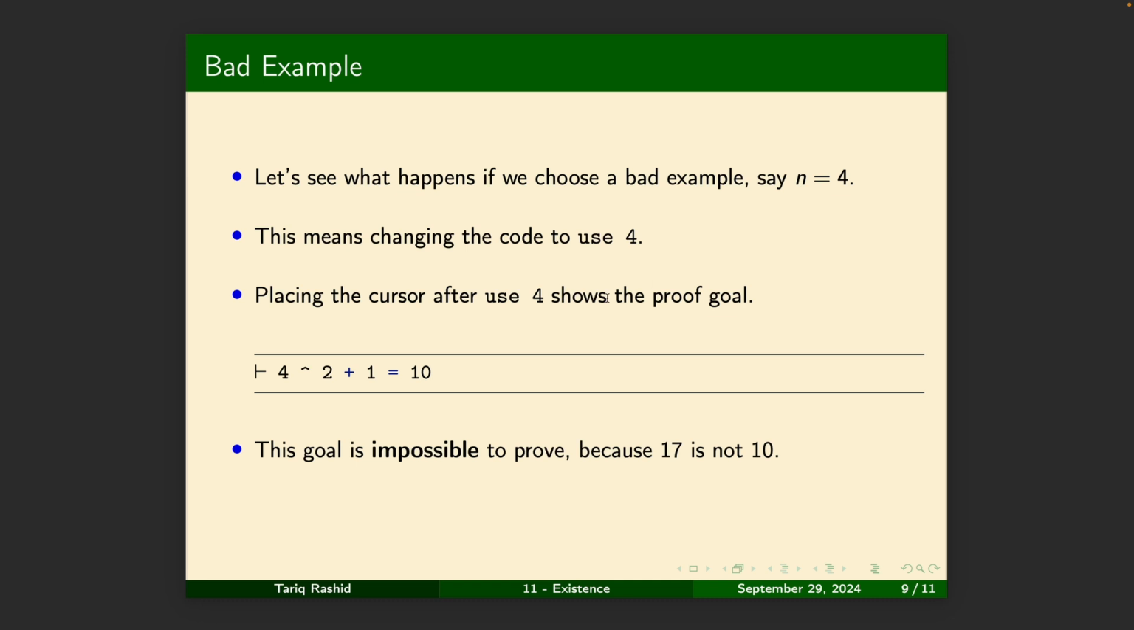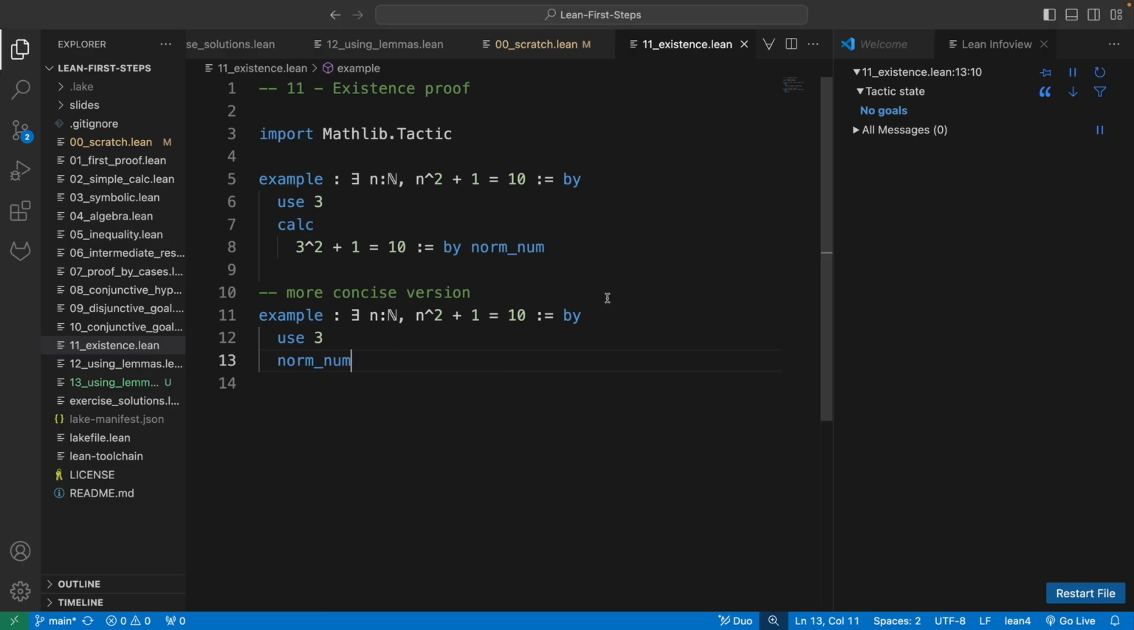So we'll use our example that n squared plus 1 is 10. If we say 4 instead of 3, so if we think 4 is a good example, that means 4 squared plus 1 should be 10. 4 squared plus 1 is 16 plus 1 is 17. 17 equals 10. That's not right, is it?